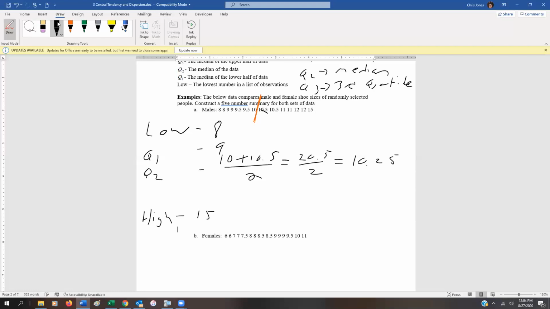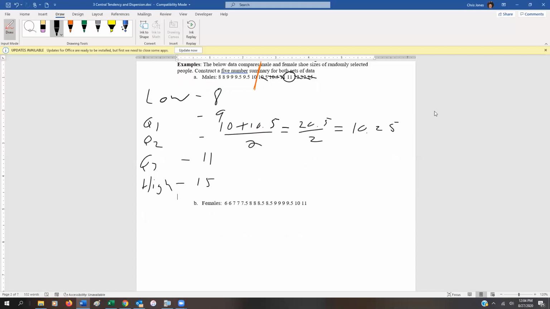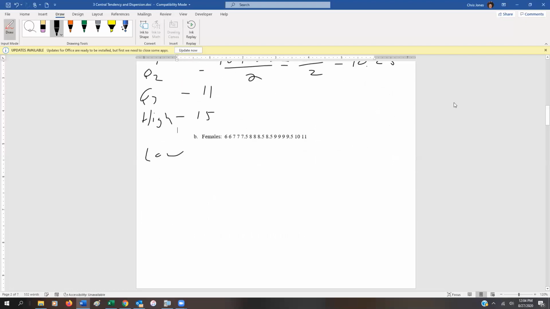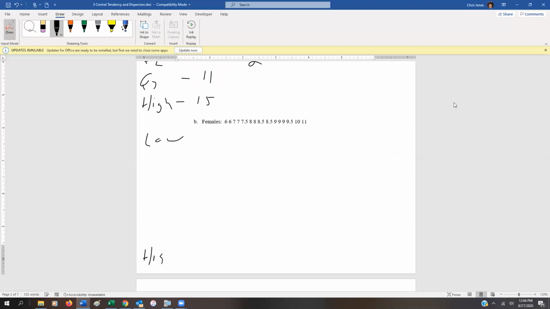So we're just going to cross off the ends once again. And eventually we end up at 11. So Q3 is going to be 11. All right, finally, we can go through and do the exact same thing for the female data. So we're going to have a low, and we're going to have a high, and then we're going to have Q2. So the low is 6, the high is 11.